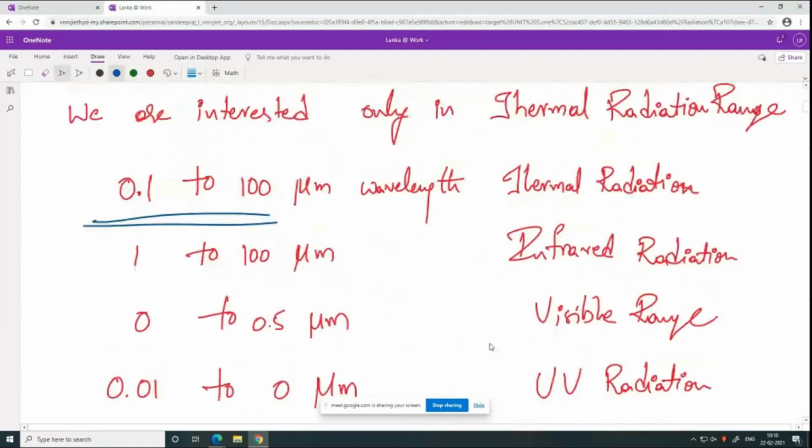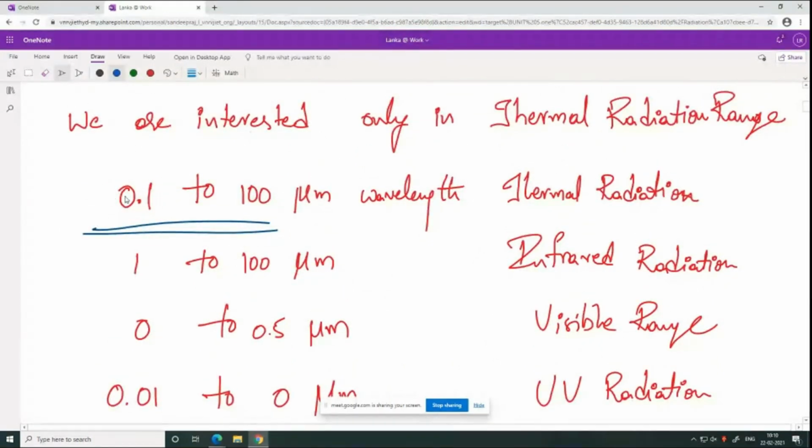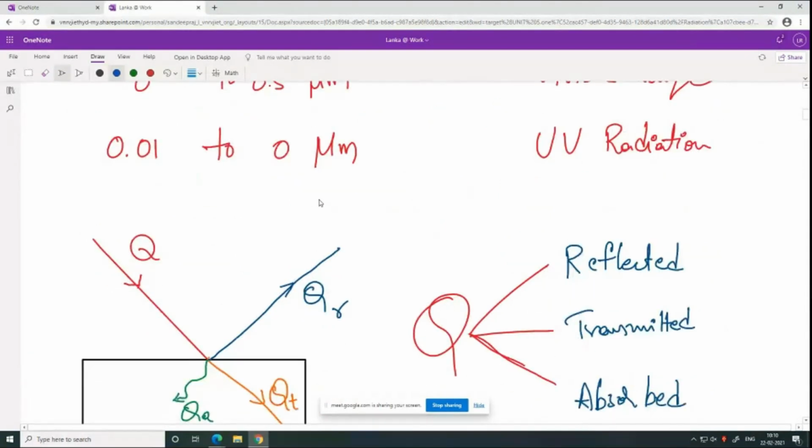Same thing we have seen here. It is 0.1 to 100 micrometer wavelength. So that's what we have seen.